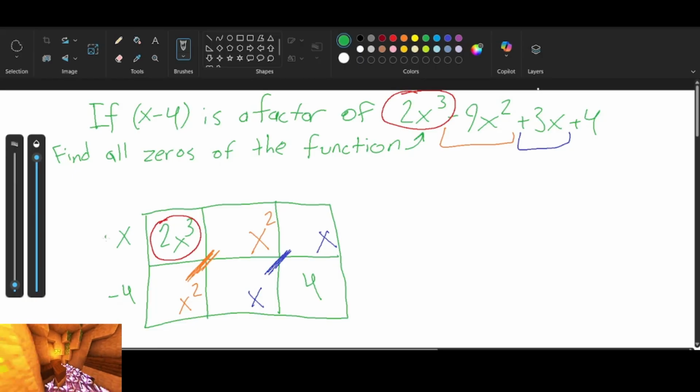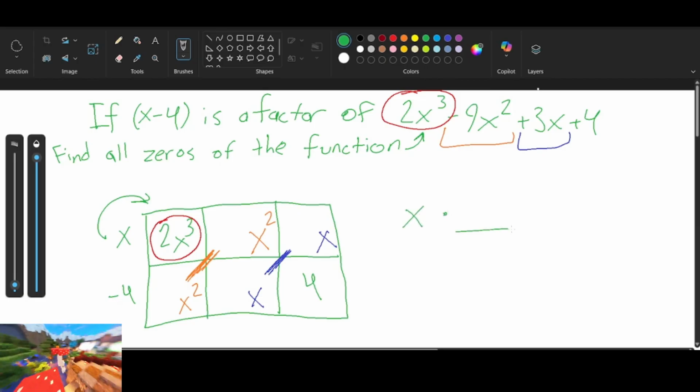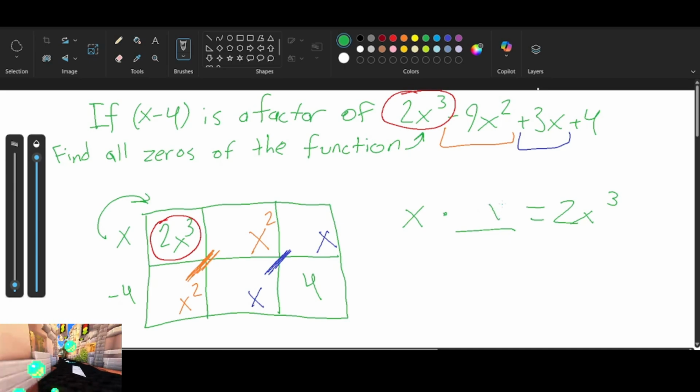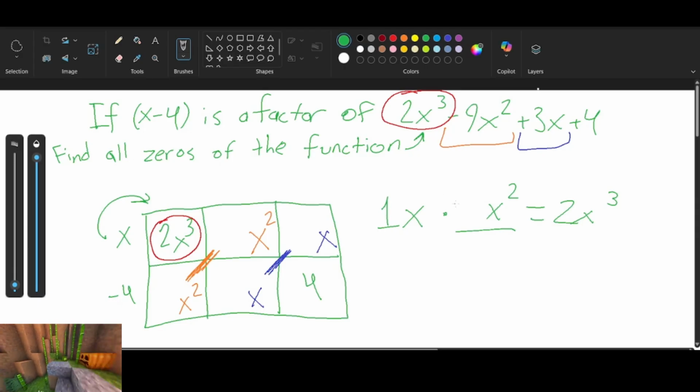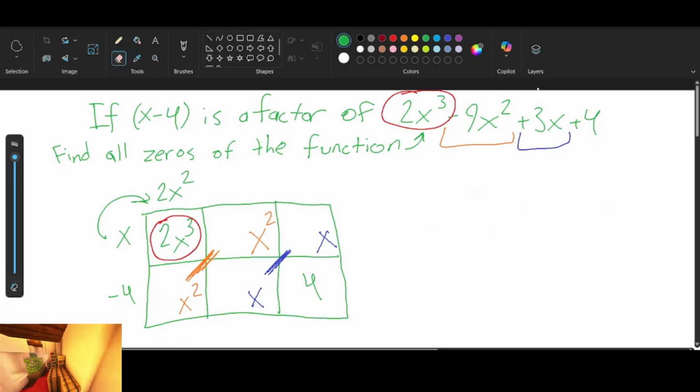So x times what gets me to 2x cubed? I can write it out over here. X times what equals 2x cubed. Well, I know that x times x squared gets me x cubed, and this is the same as 1x, so 1 times 2 would get me the 2 in front of our x cubed. So that means up top, I'm going to put 2x squared. That's what I found in my blank here.